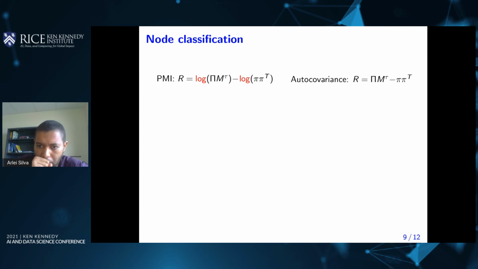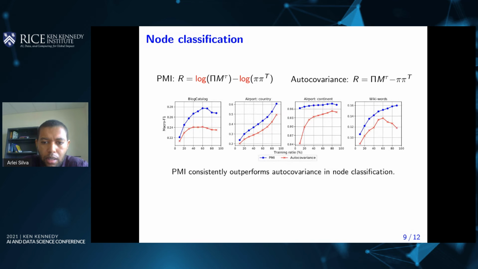And we're going to show that this actually has a lot of implications in terms of the performance of this method. So here I'm showing you the results for node classification. So in the x-axis, I'm varying how much training data I have, and in the y-axis, I'm showing you the performance in terms of macro F1.